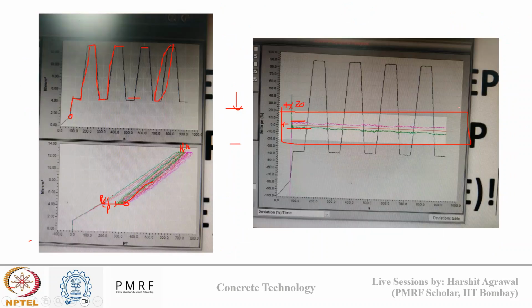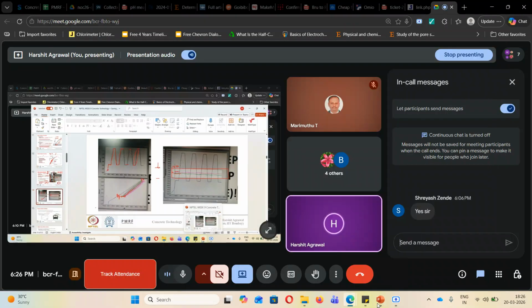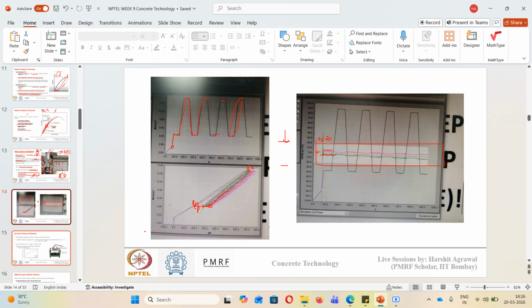Does anyone have any doubt in the static modulus part, how this testing is performed? If you have any doubt, you can post in the chat box.